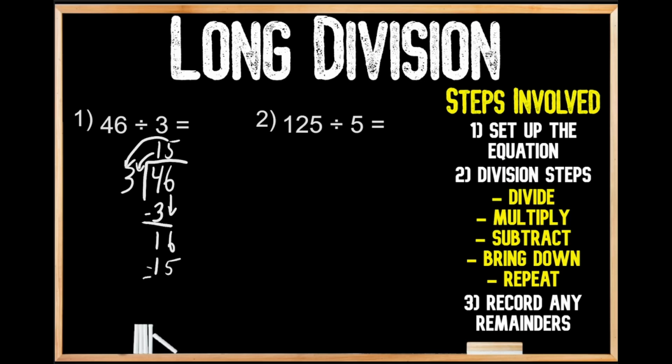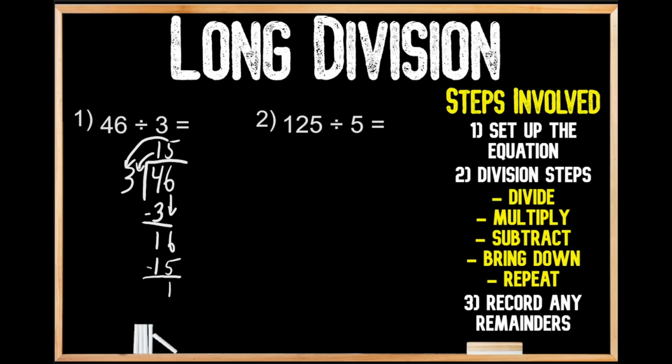So we're going to go ahead and write the 15 there. And we're going to move on to our next step, which is to subtract. So we're going to subtract 15 from 16, which we know gives us 1. So now that we've worked through this problem all the way to the ones place, we can't bring the numbers down anymore. So we're actually done with this division problem.